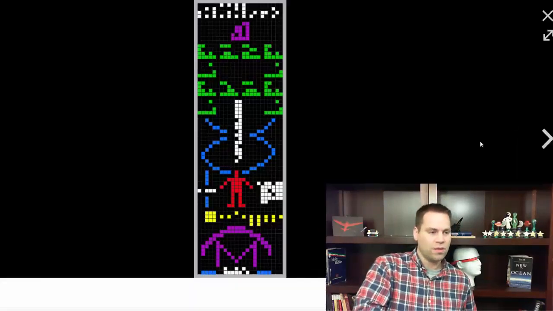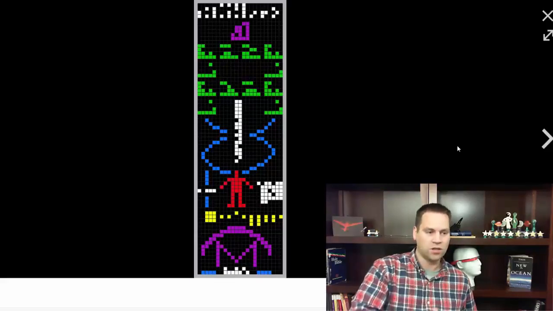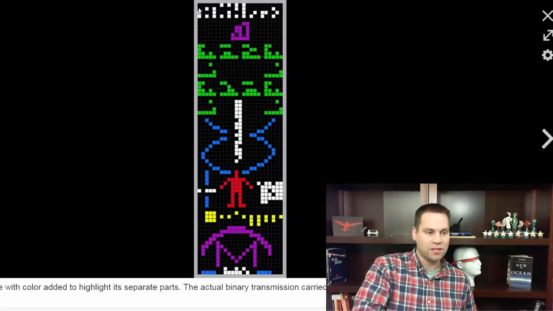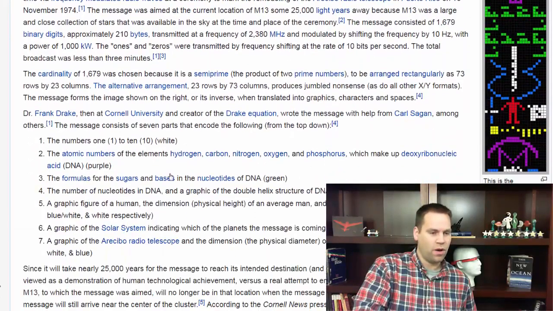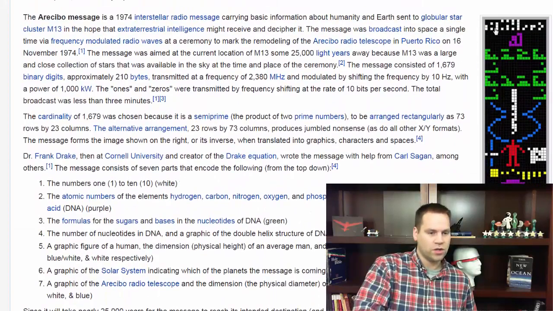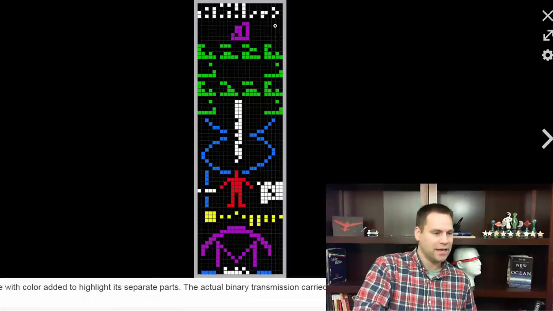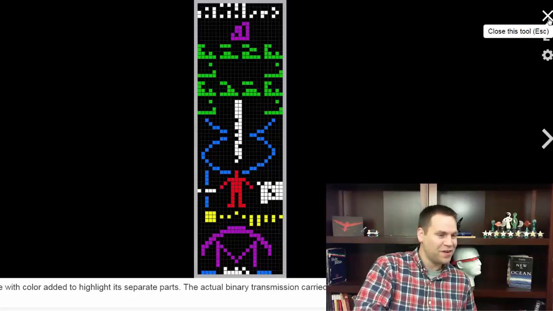But the message, just like the golden record, it's interesting to look at what message they put together. This is what the message looks like if you were to color code it. But again, it's just blocks of black and white, right? And it consisted of several parts. It walks through here what these are. At the top, we have the numbers from 1 to 10. And I can't really decipher this, so they'd have to be a pretty intelligent civilization to figure it out.